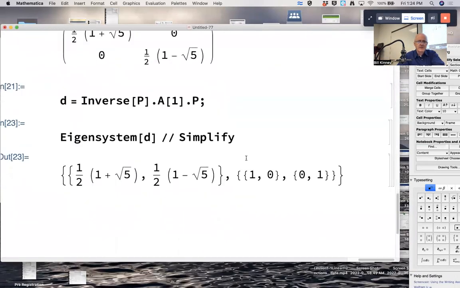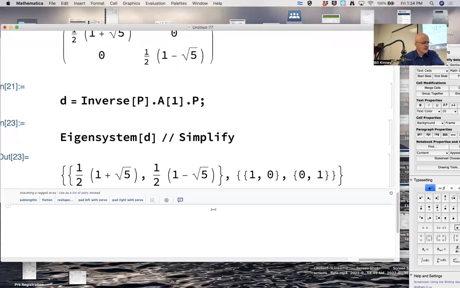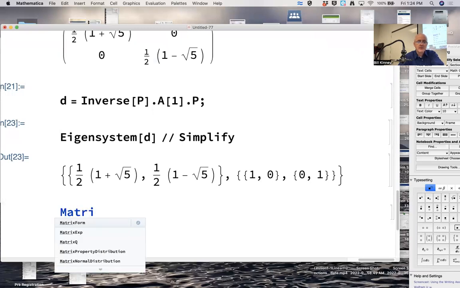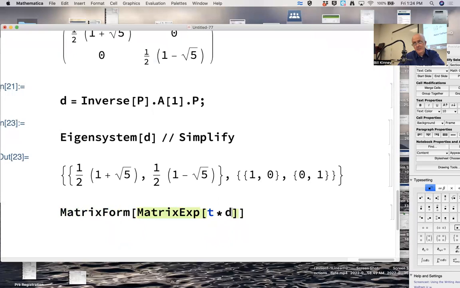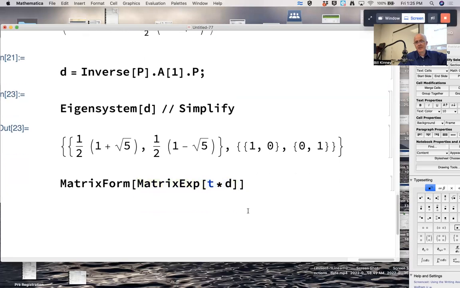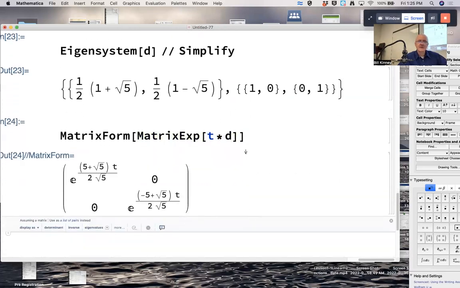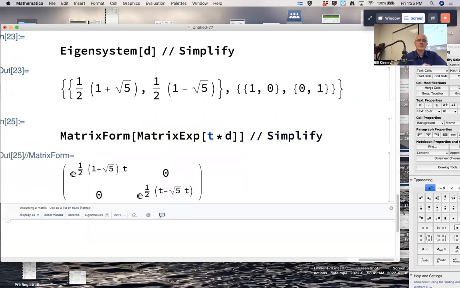Confirm this works with Mathematica. Confirm it works here. So let's confirm the matrix exponential of tD first. I can use a star there instead of a period. In fact, I have to, because this is a scalar times a matrix. t is a scalar. When I multiply a scalar times a matrix, I multiply every entry by t. When you multiply two matrices or a matrix times a vector, it's funnier, and that's why you use a different symbol, the period. There we have it. That's a confirmation of what I wrote down.